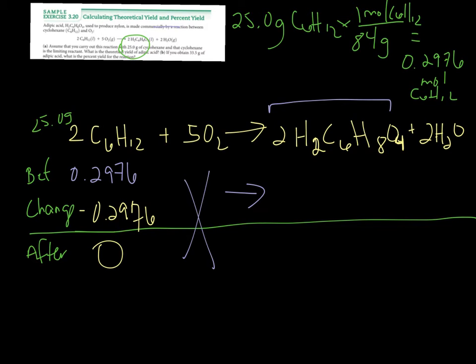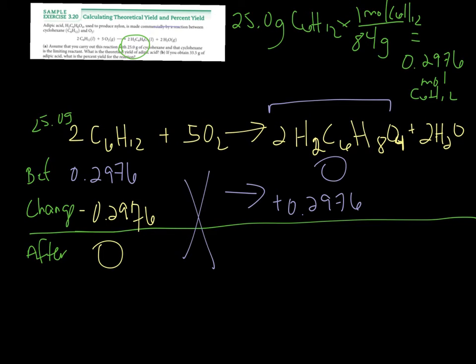So, I started with 0 moles. How many moles am I going to add? Well, for every 2 moles of cyclohexane, I produce 2 moles of adipic acid. So, for every 0.2976 moles of cyclohexane that I used, I will have to make 0.2976 moles of adipic acid. It's a 2-to-2 or 1-to-1 ratio. So I can just put over here plus 0.2976 moles of adipic acid.